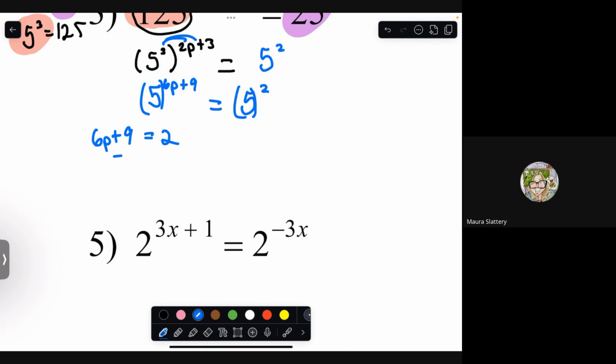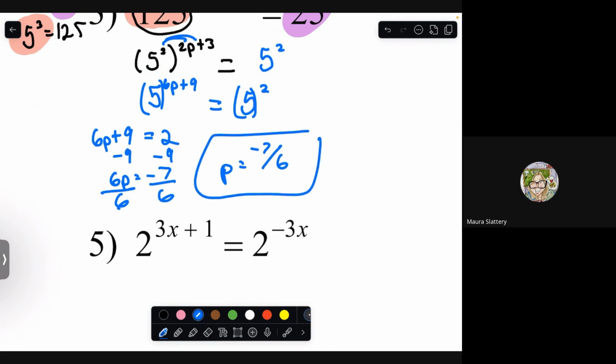So to solve this, I'm going to subtract 9 from both sides. I get 6p equals -7. I divide by 6, and I get that p is equal to -7/6. Feeling okay with that? -7/6. Yep, -7/6.